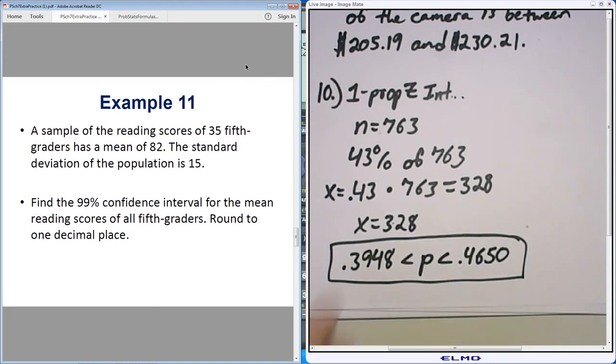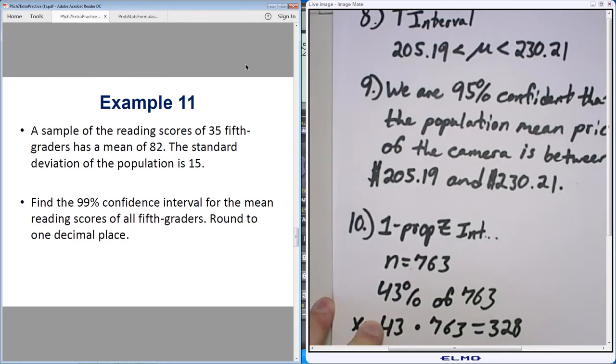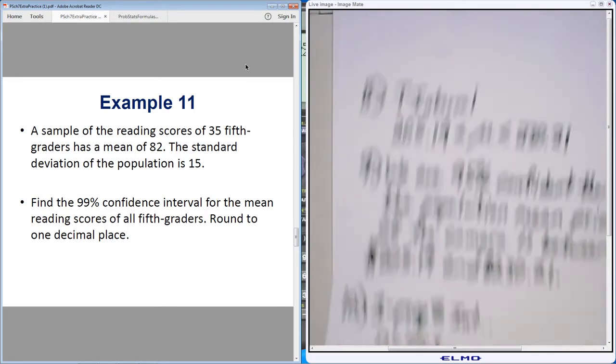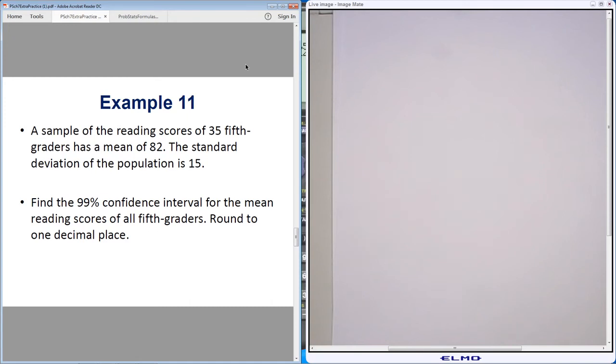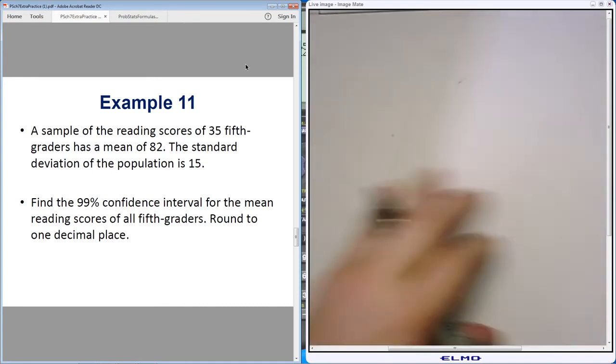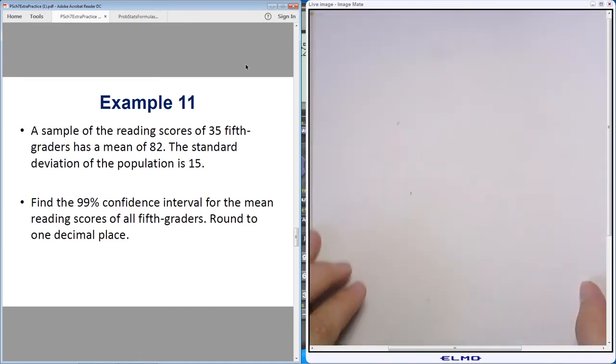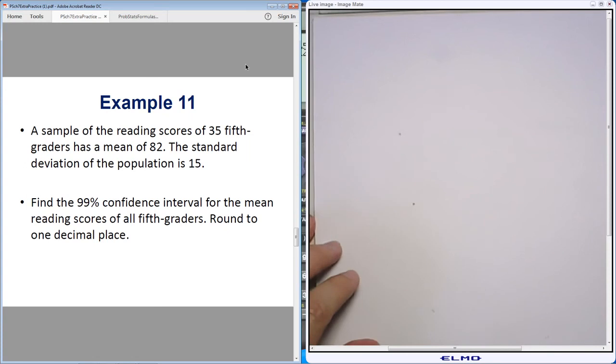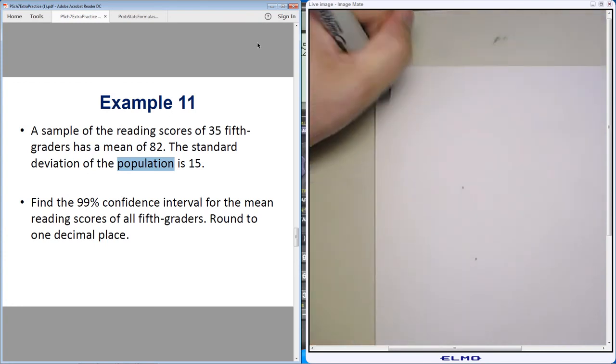Let's do another one. Number 11. A sample of the reading scores of 35 fifth graders has a mean of 82. Standard deviation of the population is known to be 15. Find a 99% confidence interval for the mean reading scores of all 5th graders. Round to 1 decimal place. All right, this one's for a mean. So it's either a z or a t interval. The standard deviation is from the population, so it's a z interval. I'm going to jot that down.